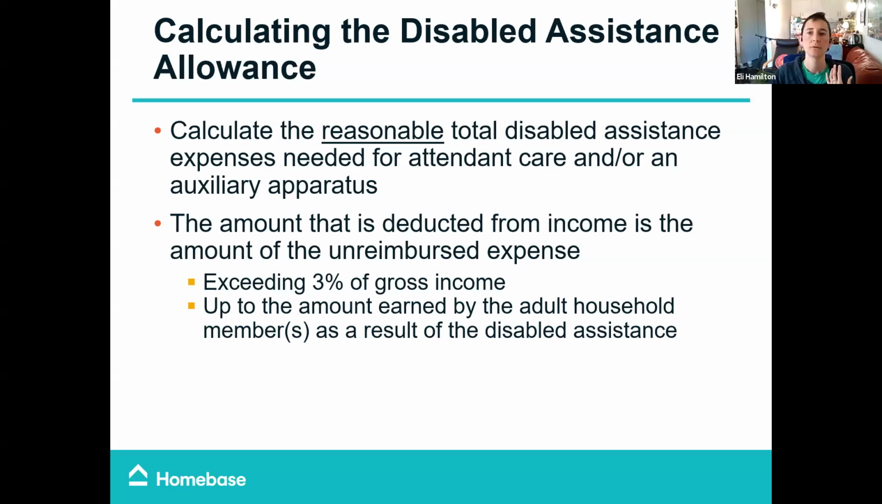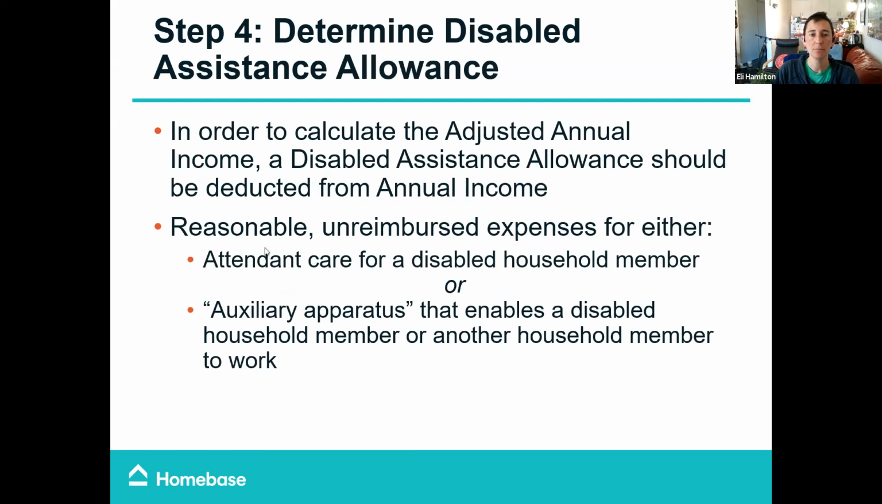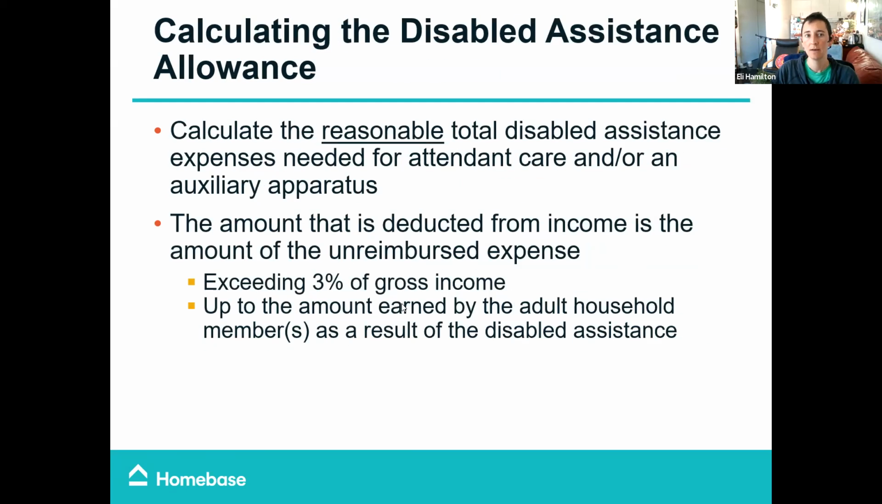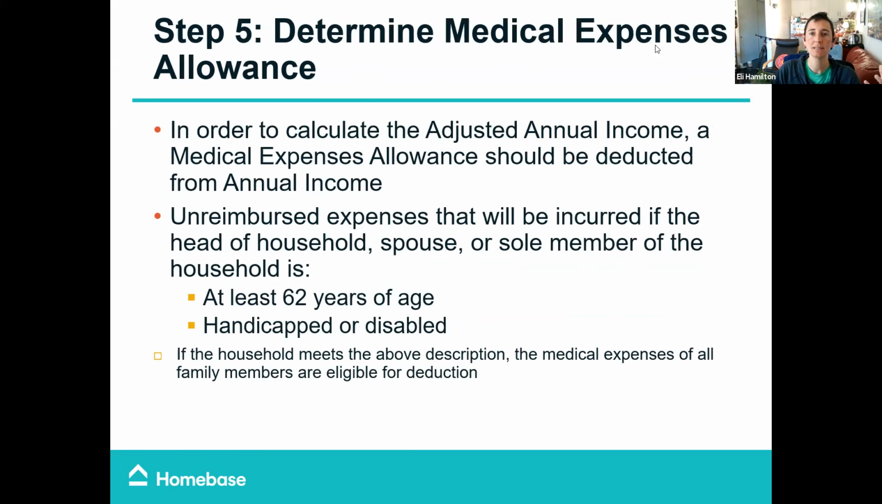So let me get this screen share up. We have the disability assistance allowance, right? This is one option, but it's specifically for folks who do have a disability, and it's for attendant care or an apparatus. Another allowance is the medical expenses allowance, which is general unreimbursed medical expenses specifically for people who are 62 years of age or older or have a disability.